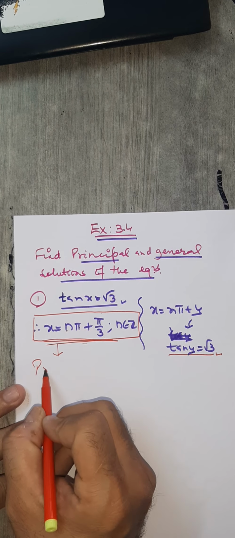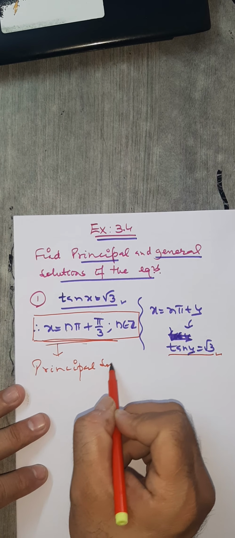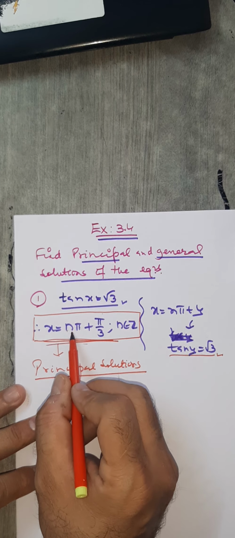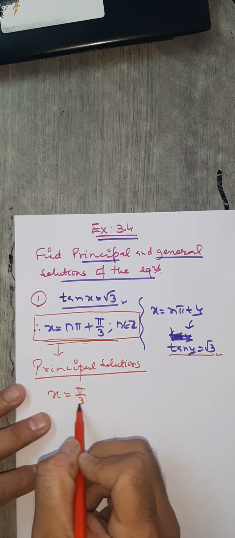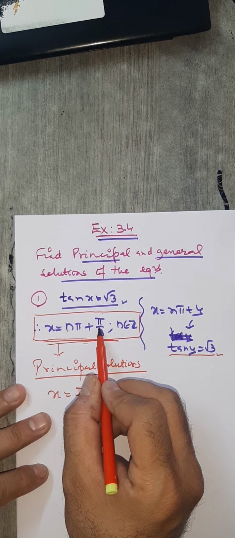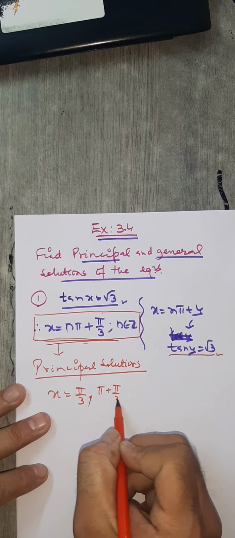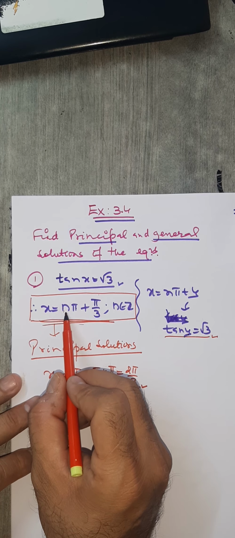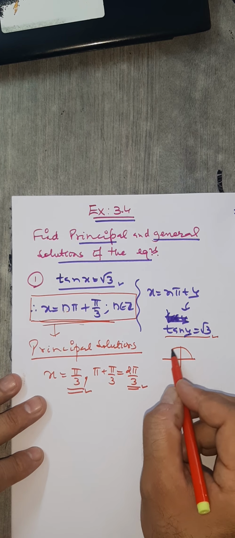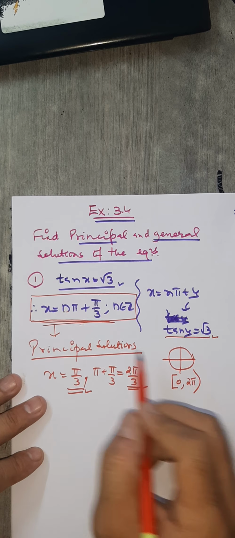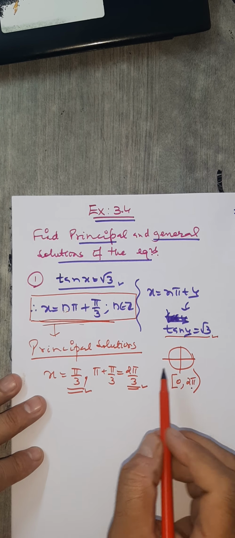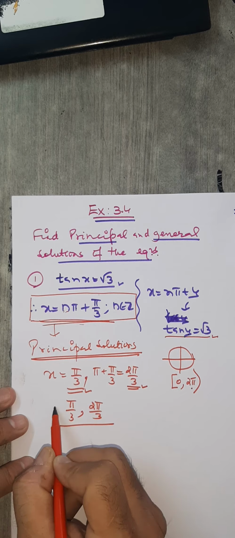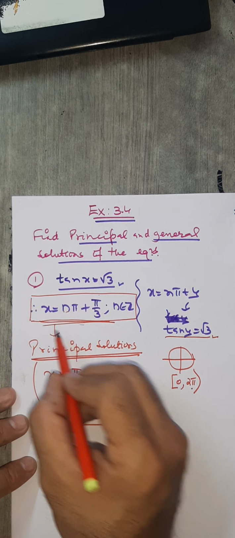Now what about the principal solutions? You can find them by taking different values of n. Suppose I put n equals 0, pi by 3, which is in 0 to 2 pi. Next, if I put 1 here, pi plus pi by 3, that is 4 pi by 3. So one is pi by 3, the other one is 4 pi by 3. Next, if I put 2 here, then 2 pi plus pi by 3 is more than 2 pi. It should be in one rotation, from 0 to 2 pi. So that's not possible. So only two particular solutions. These are the principal solutions and this is the general solution.